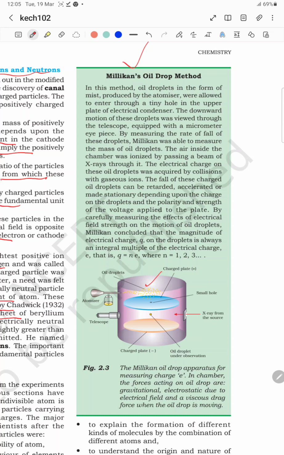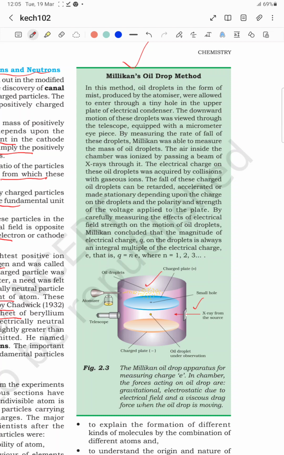The air inside the chamber was ionized by passing a beam of X-rays through it. The electrical charge on these oil droplets was acquired by collision with gaseous ions. The fall of these charged oil droplets can be retarded, accelerated, or made stationary depending upon the charge on the droplets and the polarity and the strength of the voltage applied to the plate.